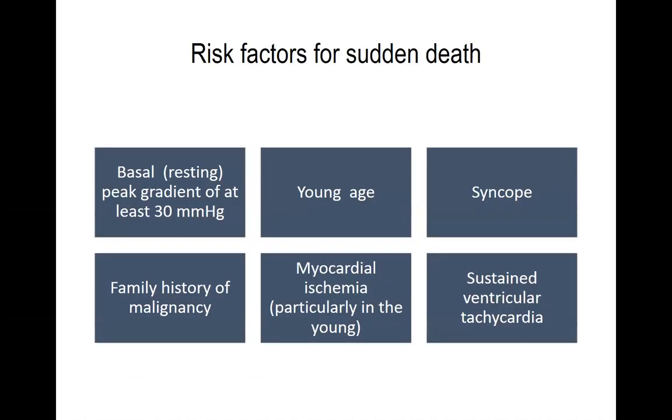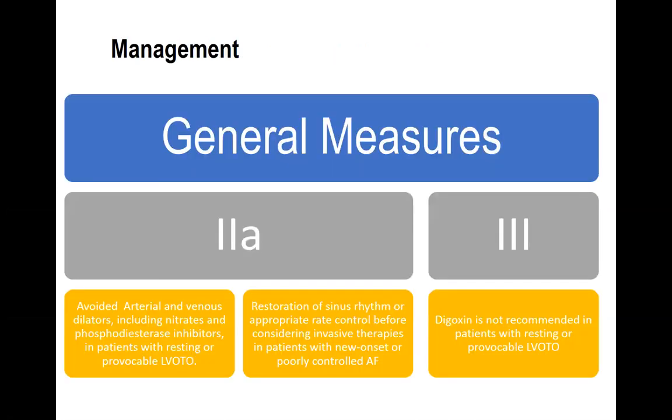So what are the risk factors for sudden cardiac death? This is another important question you might be asked in the exam in HOCM patients. If you have a basal resting gradient more than 30, young age, the patient presents with syncope, a family history of malignancy, myocardial ischemia, or the patient has sustained ventricular tachycardia, or family history of sudden cardiac death.